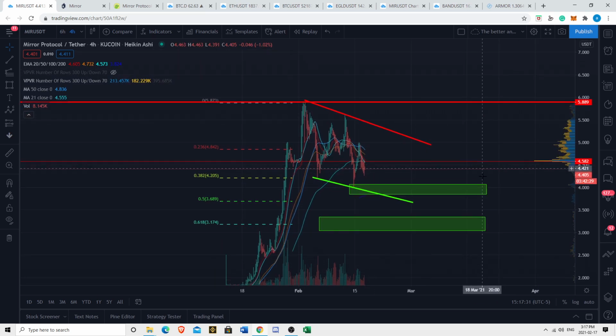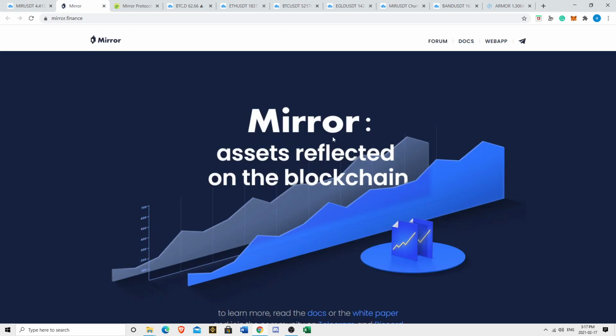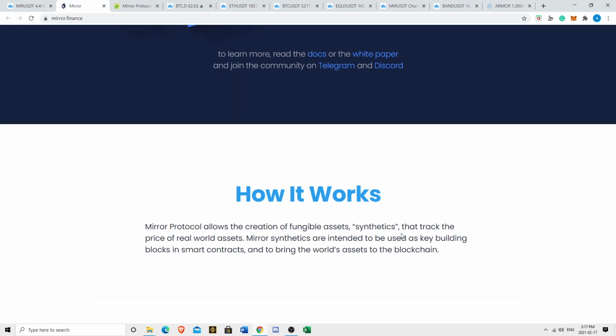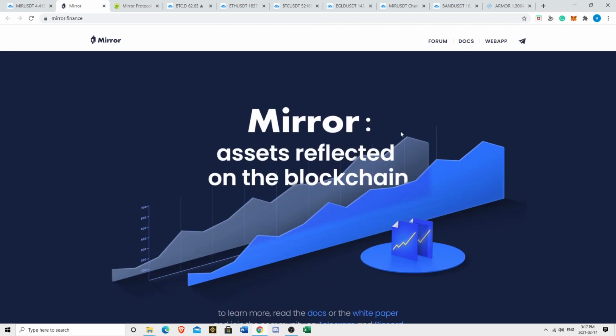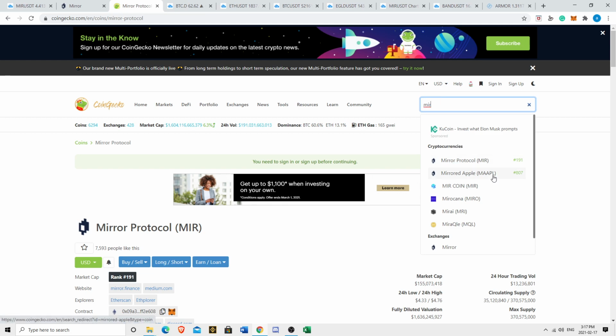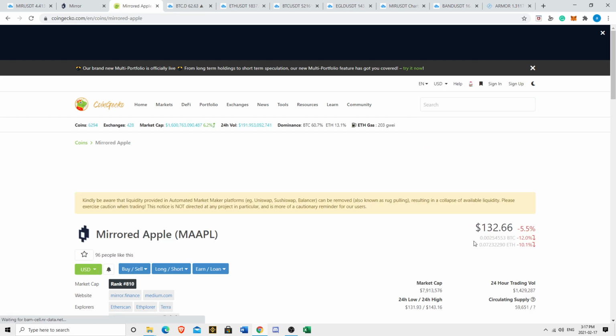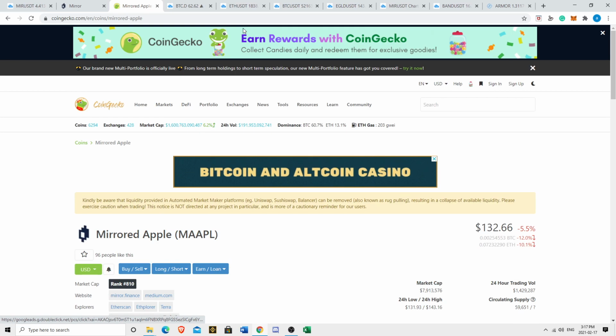It has a very interesting real-world use case. In this way, you won't need Robinhood if you can just trade synthetic assets on the blockchain on Uniswap and stuff. This is very interesting. They already have a synthetic representation of Apple on Uniswap. If we look it up here, if we look at MIR, you can see there's already a synthetic representation of Apple, which is very interesting. So it's an interesting concept, folks.